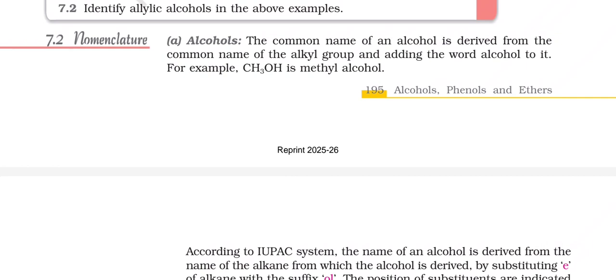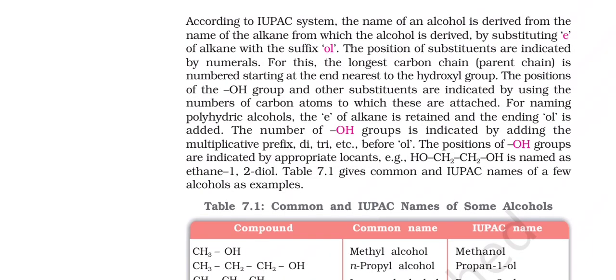Nomenclature. Alcohols. The common name of an alcohol is derived from the common name of the alkyl group by adding the word alcohol to it. For example, CH3OH is methyl alcohol. According to the IUPAC system, the name of an alcohol is derived from the name of the alkane from which the alcohol is derived by substituting the E of the alkane with the suffix OL. The positions of substituents are indicated by numerals.